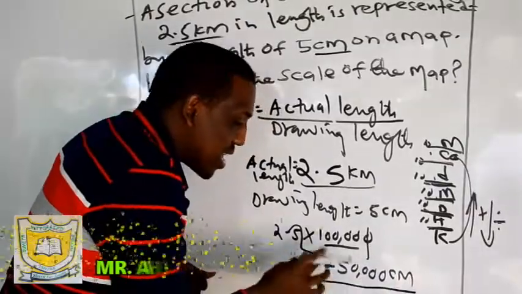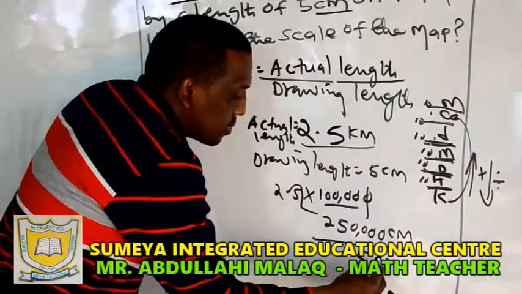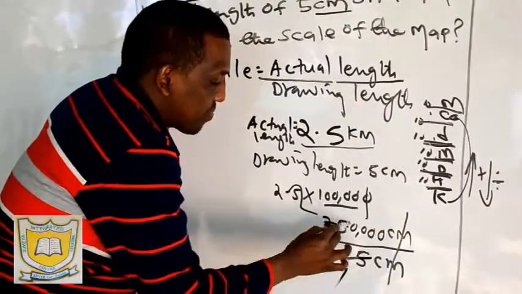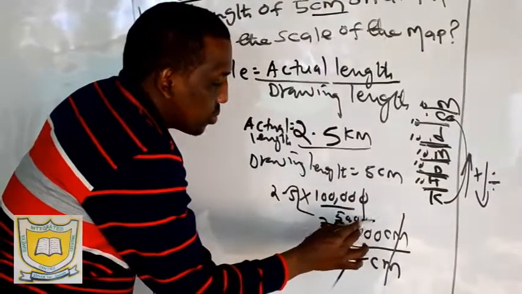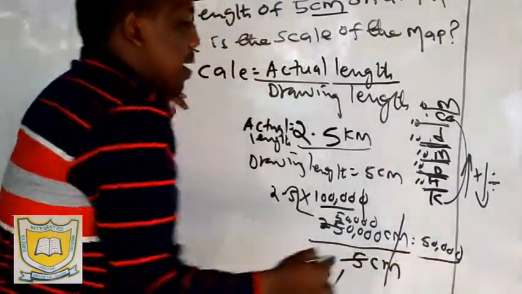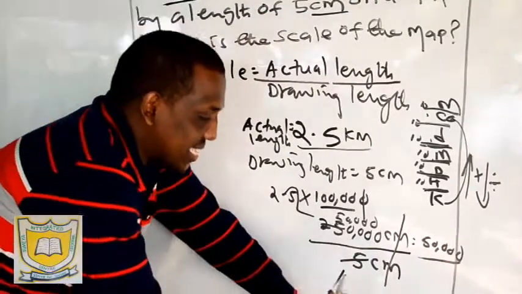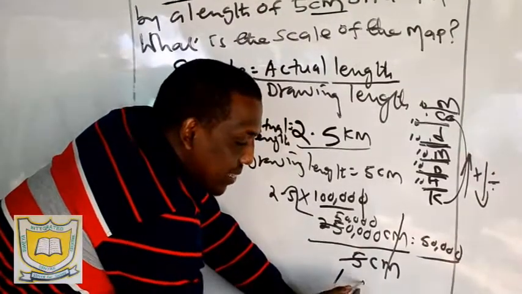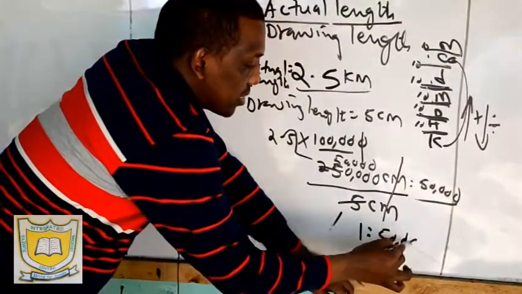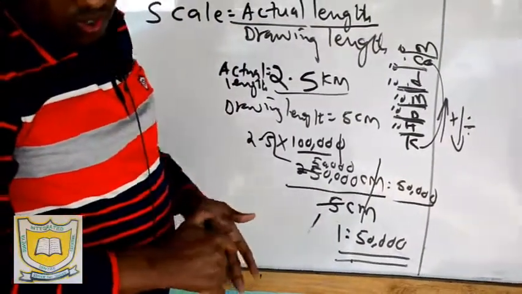Now for the drawing length: our drawing length was 5 centimeters. So 250,000 over 5 is 50,000. But this is not the answer. When we write it in scale form, the answer will be: 1 centimeter will represent 50,000. The answer is 1 centimeter represents 50,000. That is how we find it.